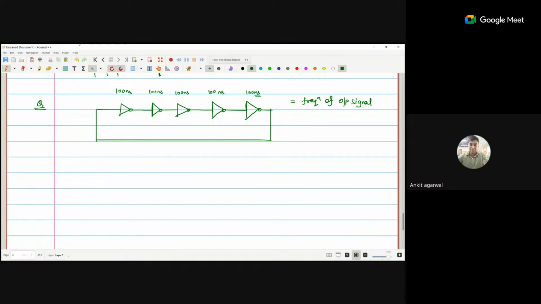Okay, so if we are using an odd number of NOT gates, we are always getting a square wave. Okay, always we are getting a square wave. And if we are using an even number of NOT gates, that means no waveform.